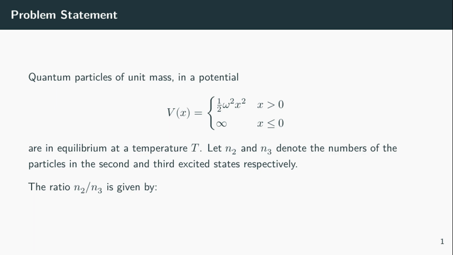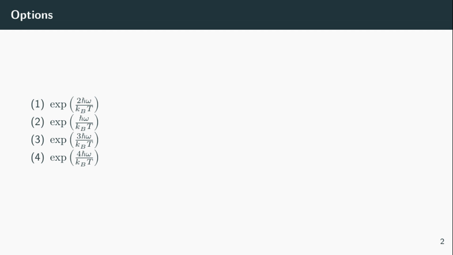We are given that N2 and N3 represent the numbers of these particles found in the second and third excited states respectively. The question asks us to find the ratio N2 over N3. We are given 4 possible answers for this ratio. Option 1 is exp of the fraction 2 h bar omega over kBT. Option 2 is exp of the fraction h bar omega over kBT. Option 3 is exp of the fraction 3 h bar omega over kBT. And option 4 is exp of the fraction 4 h bar omega over kBT.